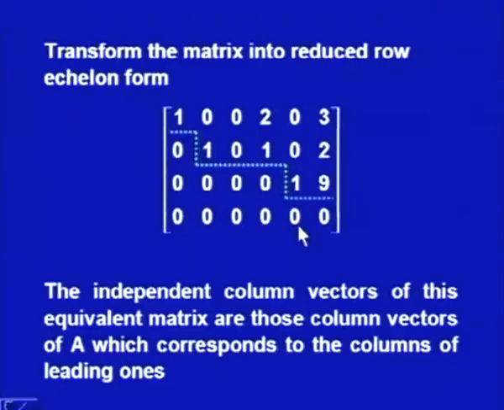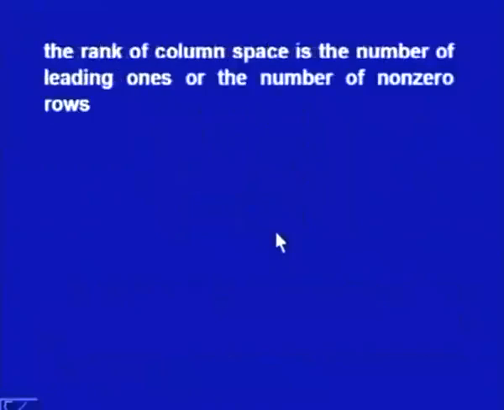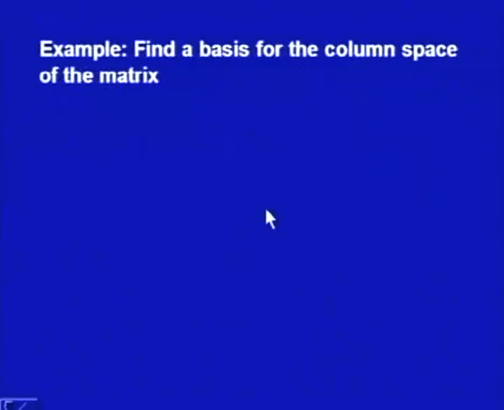So, we have 3 rows, 3 leading ones. So, 3 vectors will form the set of linearly independent vectors, and that is why we say row rank and column rank are equal. So, the rank of the column space is the number of leading ones or the number of non-zero rows, and this proves that row rank is equal to column rank.